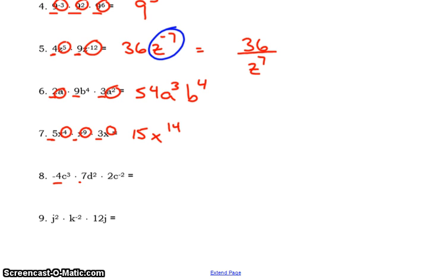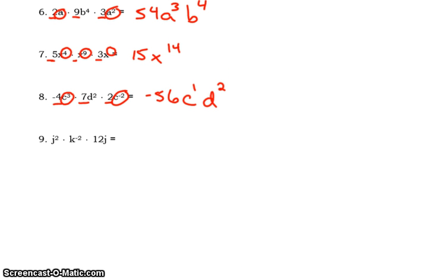In number 8, I multiply my coefficients, negative 4 times 7 times 2 to get negative 56. I've got like bases of c to the 3rd and c to the negative 2, so I keep the base, add the exponents. And there's nobody to multiply the d squared by, so I'm just going to bring it over. Now, you don't have to have the exponent of 1 there. As a matter of fact, you shouldn't have the exponent of 1. So we're going to have negative 56c d to the 2nd. I wouldn't mark it wrong if you leave an exponent of 1, but towards the end of the year I will, because there's no reason to have that 1 there.